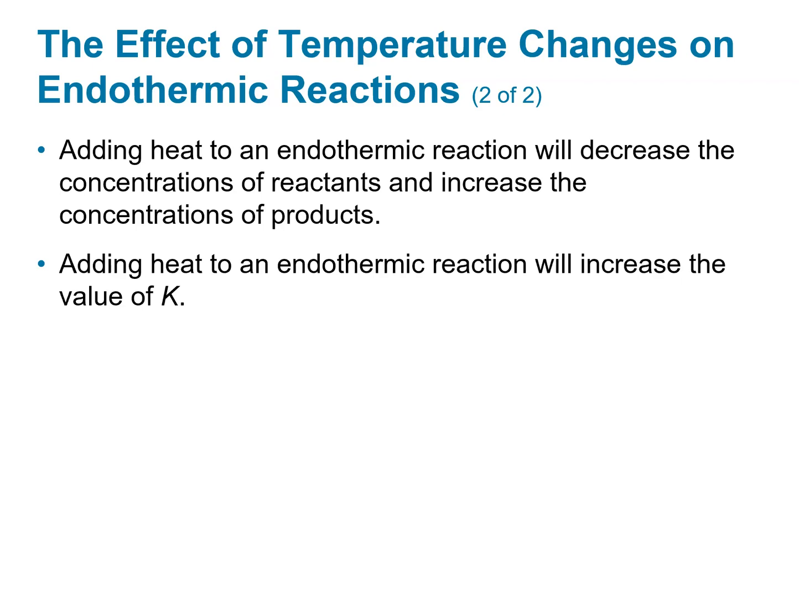So adding heat to an endothermic reaction is just going to decrease the concentrations of the reactants and increase the concentration of products. And you don't have to remember this as a rule, because if you remember where heat is as a product of an exothermic reaction or as a reactant in an endothermic reaction, the logic of adding it to one side or the other will get you to the right answer. Having said that, adding heat to an endothermic reaction will increase the value of K because of that.